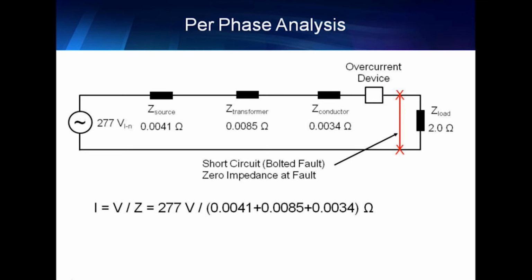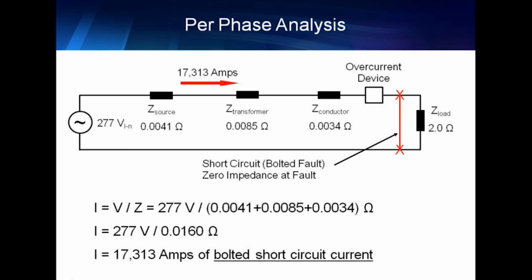So 277 volts divided by just the small impedances of the source, the transformer, and the conductor, the resulting current is quite large, 17,313 amps. So what you need to do is consider, will the protective device operate? And not only will it operate safely? Does the protective device have a sufficient or an adequate interrupting rating to be able to handle the predicted 17,313 amps? That's what a short circuit study is all about.